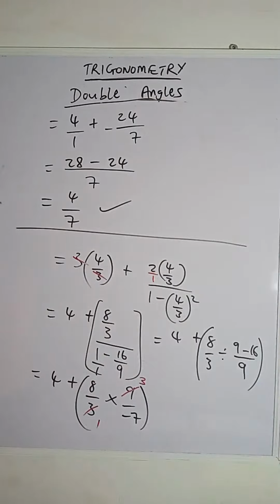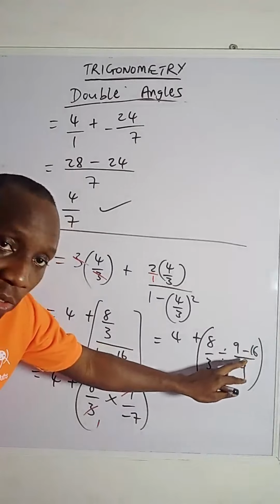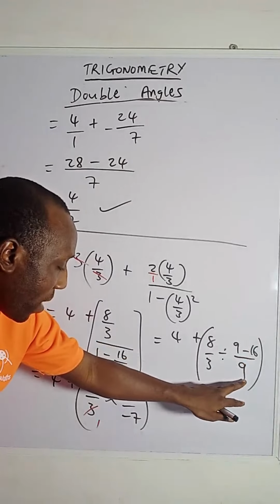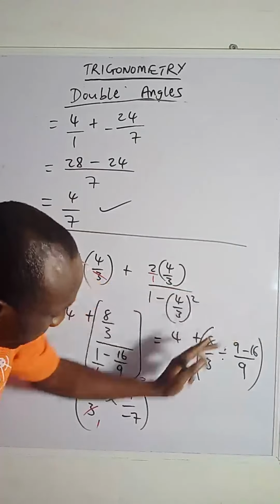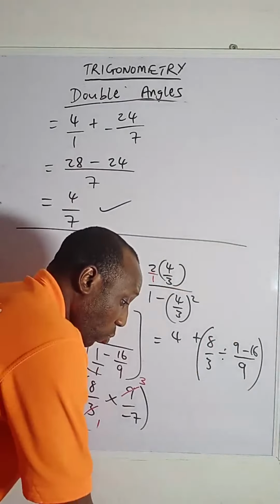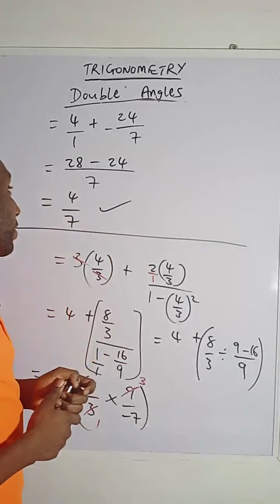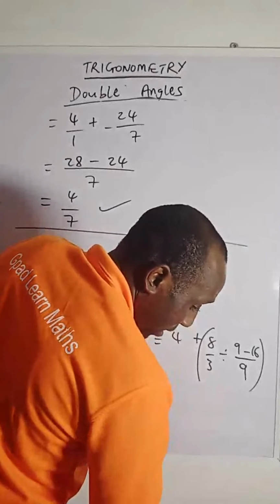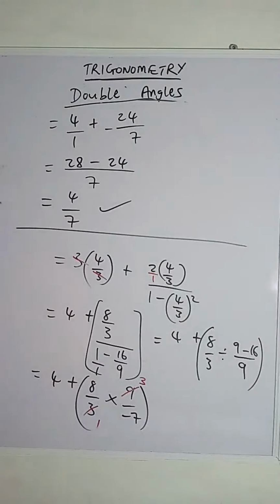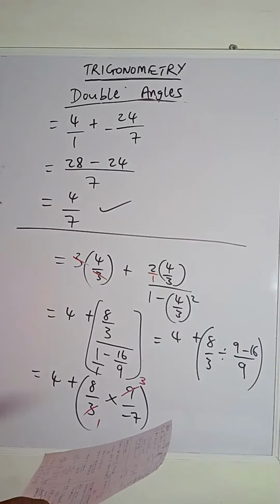When you change division to multiplication, you have to turn the fraction upside down. Notice when I did that, 9 became the numerator, and 9 minus 16, which is negative 7, became the denominator. That's what happens when you change division to multiplication: inverse the fraction after it. So this is the answer to the question. I hope this is clear. Any question, ask.